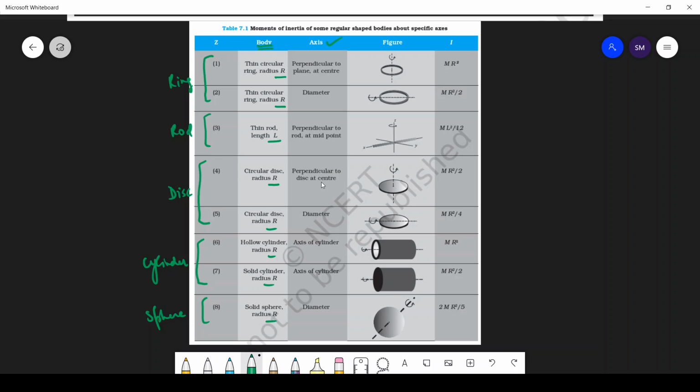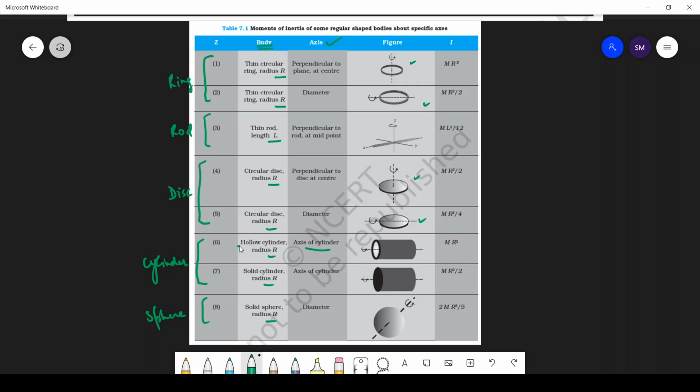And now this is perpendicular to the disk at the center, same as this case, and same here in this case. Now in case of a cylinder, it is along the axis of the cylinder. So students, it doesn't matter whether you hold it like this or vertically, that's the same thing. The point is that it is along the axis of the cylinder.